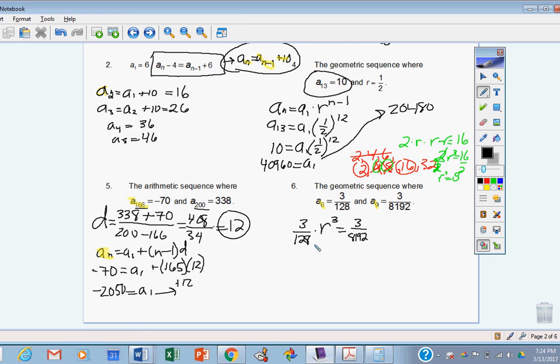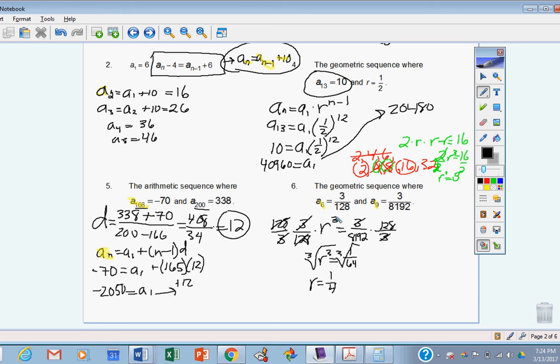All right, so now we divide both sides by that, which is really the exact same thing as multiplying by the reciprocal. It works out a little bit nice and neat there. So when I multiply by 128 over 3, those 3's are going to cancel. You're actually going to get r cubed to come out to 1 over 64. And then when we take the cube root of both sides, we're going to get an r value of 1 over 4.